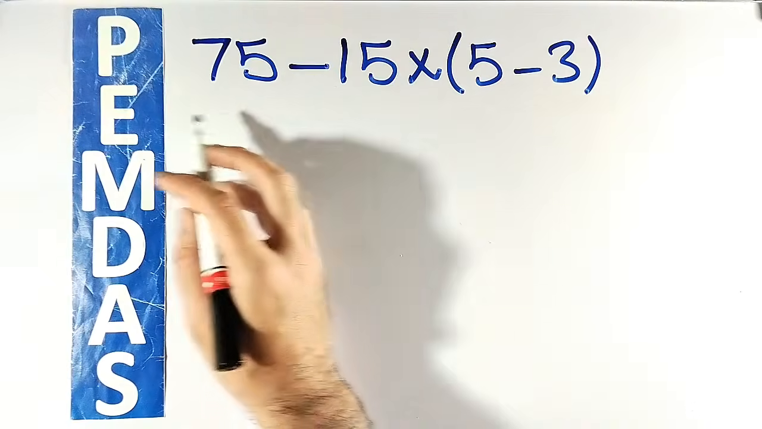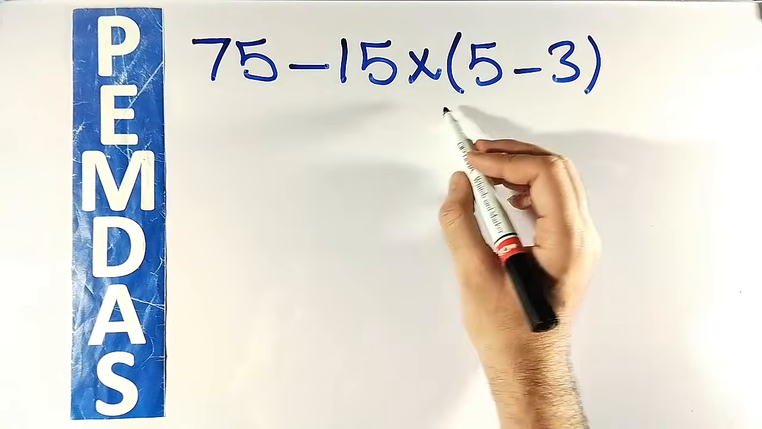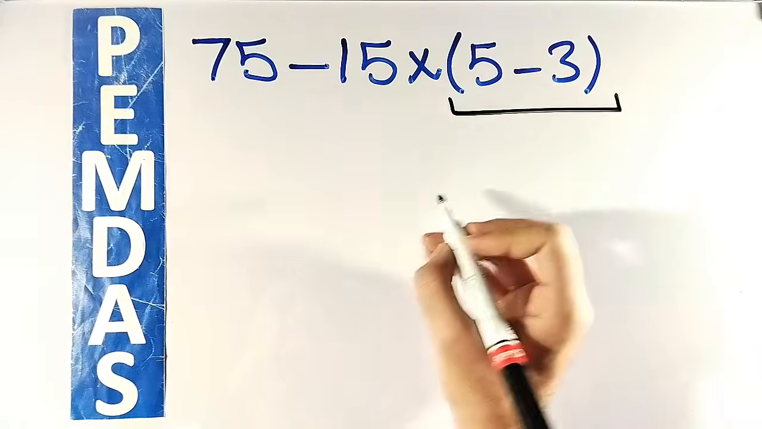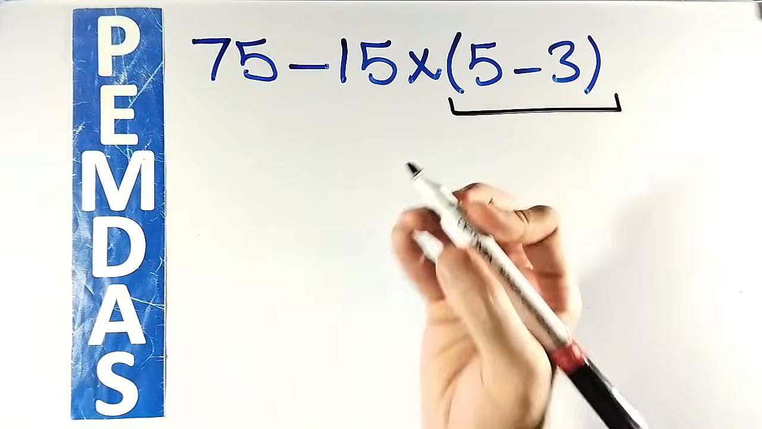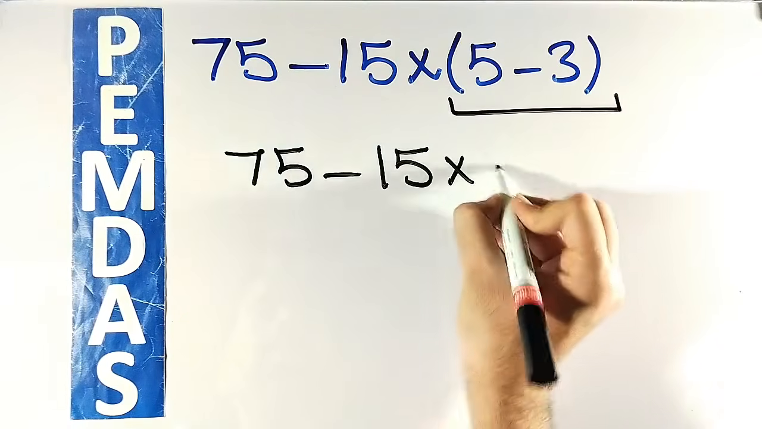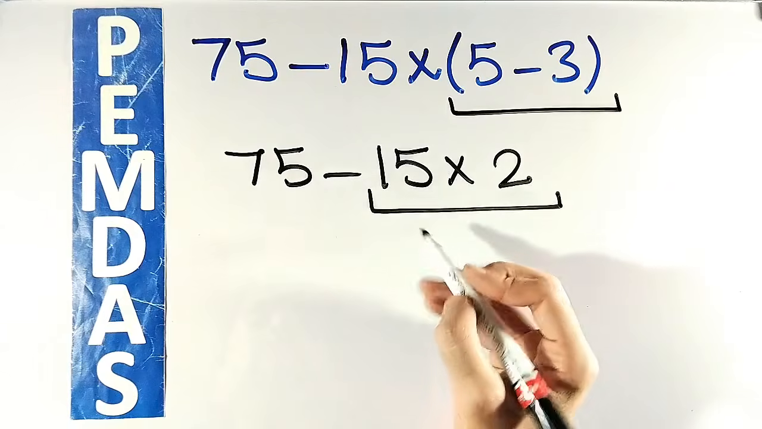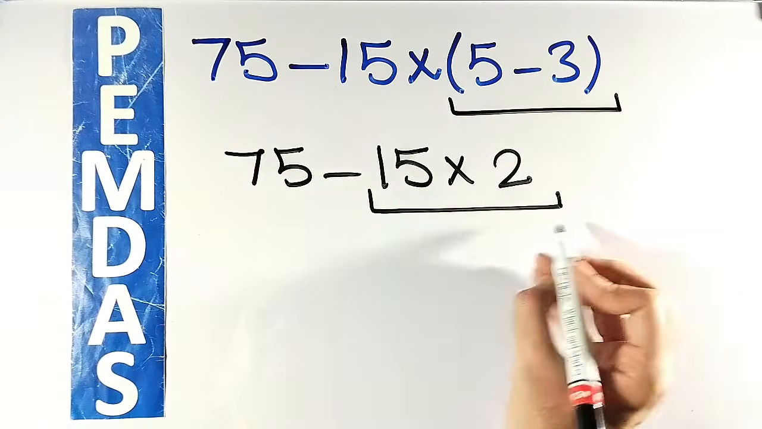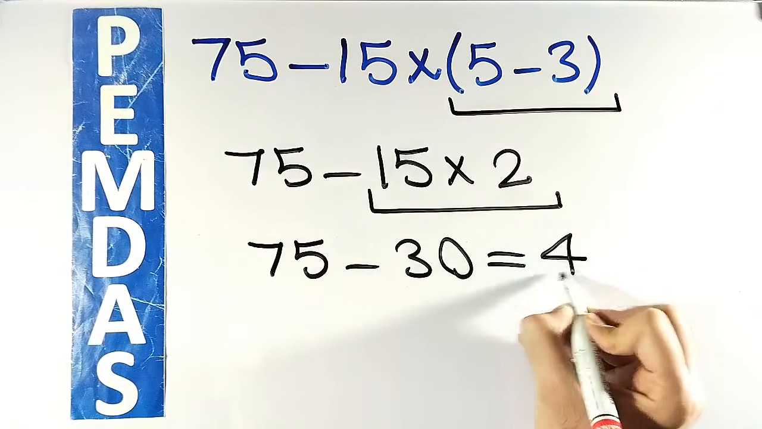As you can see on the screen, in this expression, first we have a subtraction sign, then a multiplication sign, and finally parentheses. According to the PEMDAS rule, first we go for the expression inside the parentheses, because parentheses have the highest priority than the other operation. So, we rewrite this expression as 75 minus 15 multiplied by 2. And the next step, we go for the multiplication between 15 and 2, because multiplication has a higher priority than subtraction. So, we rewrite this expression as 75 minus 30, which finally gives us the answer, 45.